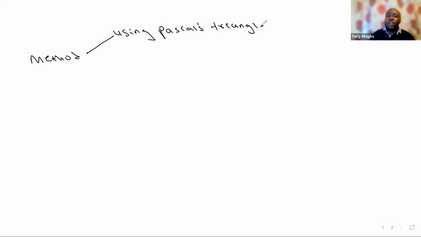Now, the first thing that you have to keep in mind is we're going to talk about two methods in this series. I'm going to talk about using Pascal's triangle, okay, because it's very important. And you only use Pascal's triangle when you have positive integers only, okay? That's only when you use Pascal's triangle.